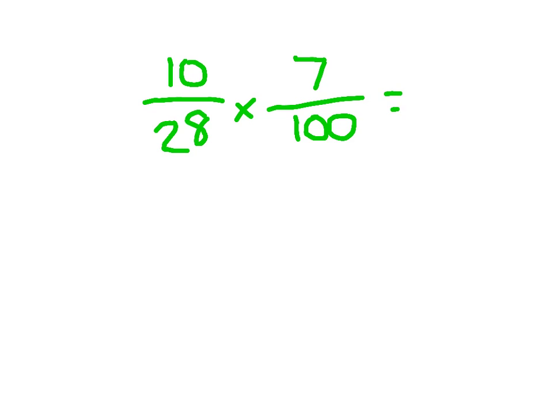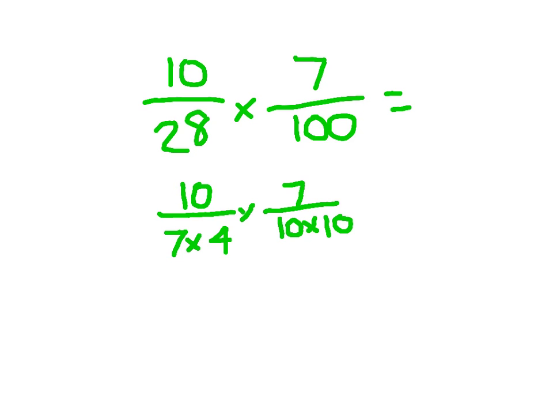Let's take a look at this problem here. Oh, I recognize here that in the numerator there's a 7, and 28 can be written as a product of 7 times what? 7 times 4 is correct. And I also recognize that 100 here can be written as 10 times 10, so that we can work with this 10 that's in the numerator of the other fraction.